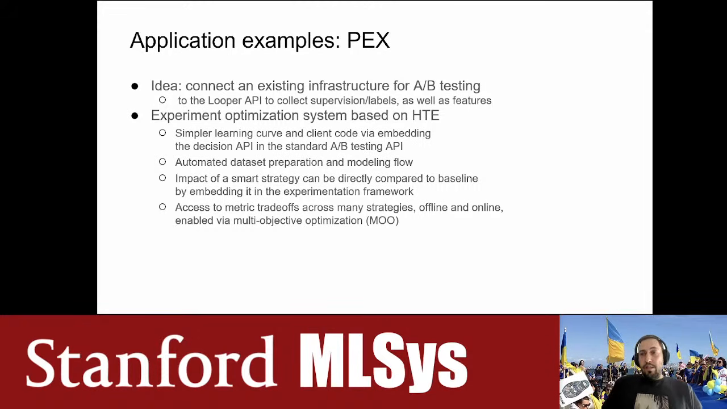Our platform handles data sets automatically, as I described before, but now this is in the context of A/B testing. And so models are created automatically. The client of the platform doesn't need to worry about even configuring the model, although it's possible to change the configuration. Now, the impact of a smart strategy can be directly compared to baseline. And you can embed the smart strategy into the experimentation framework just fine. That's part of the API. And it's very important that this is an internal platform to Meta because we have access to metrics and to the trade-offs. So we use multi-objective optimization where we could create a balance of different objectives without pushing any one of them too far.